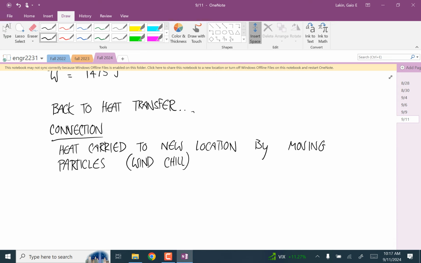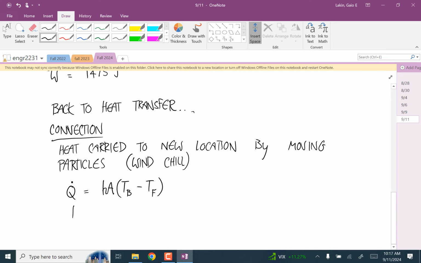Okay, so for convection, Q dot is equal to a constant H times A times the temperature of the body minus the temperature of the fluid. So I'll write out what all these things mean. And remember that fluid can be a gas or a liquid. In the case of wind chill, I think people tend to think of fluid as meaning liquid, but we can also be talking about air.